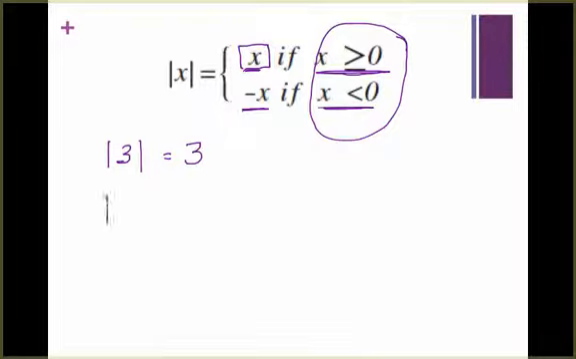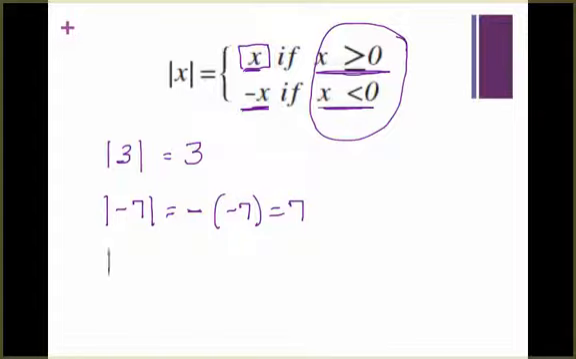What if I ask for the absolute value of negative 7? Well, again, I look at my constraints. Is my x greater than or equal to 0, or is it less than 0? Well, it's less than 0 because negative 7 is less than 0. And so to evaluate that, I would do the negative of x, which would be the negative of negative 7, which would be positive 7. Or we could think of that as the opposite of negative 7.